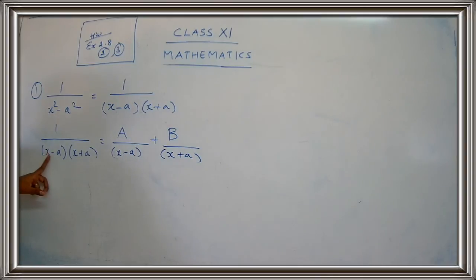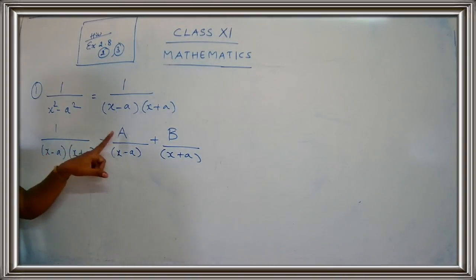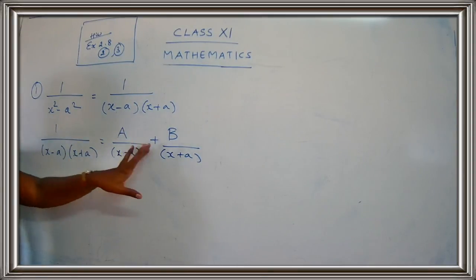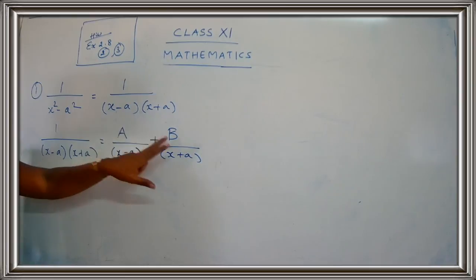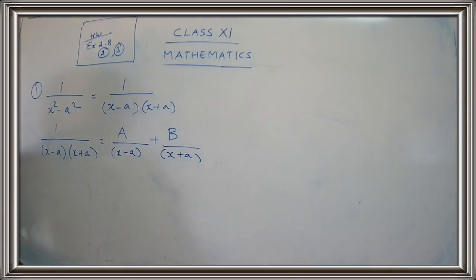X minus a, so for x minus a I am giving the value A. So I am writing this as A upon x minus a. I always use a plus sign, and for x plus a I am using B. So B upon x plus a. Are you clear with this part, children? So these 2 factors, x minus a, x plus a.